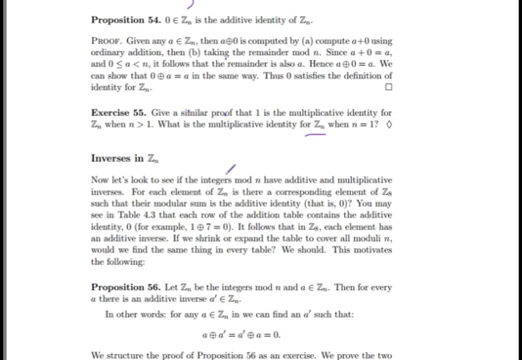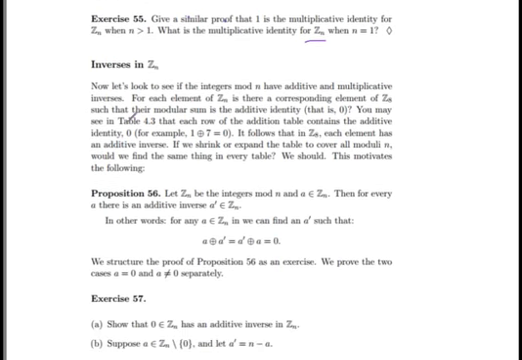Okay, so let's consider inverses. Now, if you remember what an inverse is, here's a defining equation for an inverse. The inverse of A is a number such that when you operate on A with that other number, here it's called A prime, I get the identity back again.